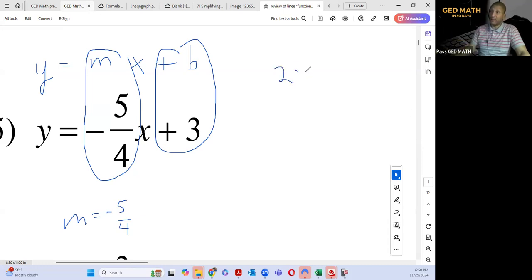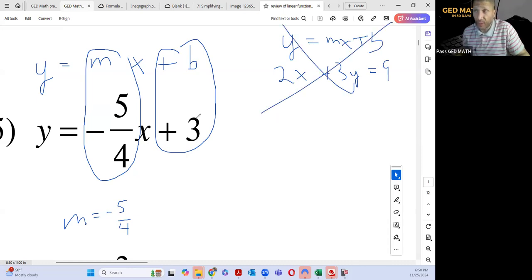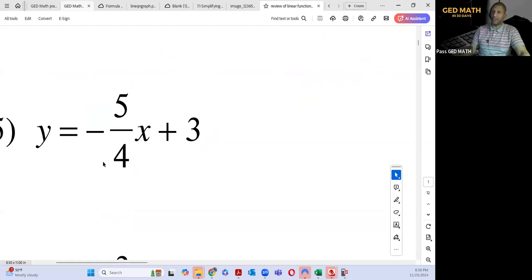Now, I didn't say 2x plus 3y equals 9. That doesn't look like y equals mx plus b. They are not the same form. It should start with y equals some coefficient, your variable x, then some constant. You can easily tell. That's why it's called slope-intercept form, because you can easily get the slope and y-intercept right away. You should be able to look at it and get the slope.